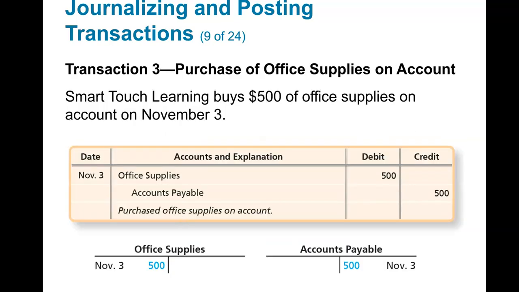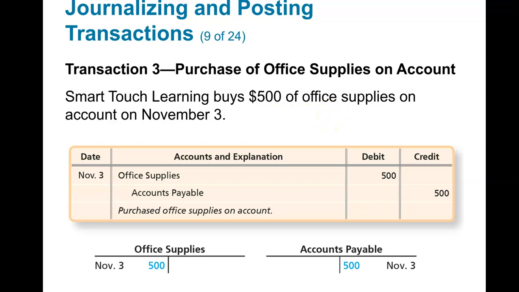Go to number 3. Smart Touch Learning buys $500 of office supplies on account. Again, there's that phrase, on account. In this particular situation, since we are buying, it means we are buying supplies and we will pay them later. We owe the money. So what two accounts are being affected?